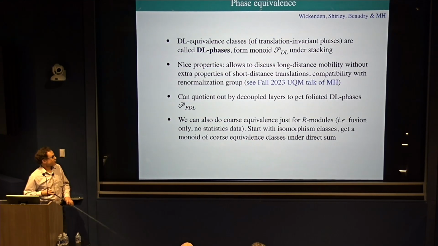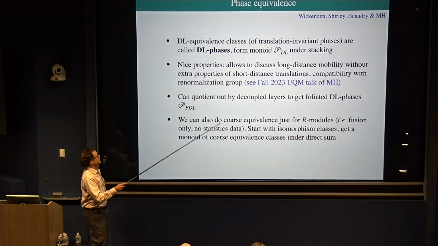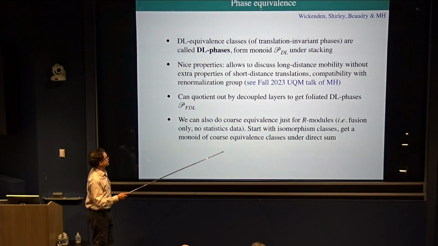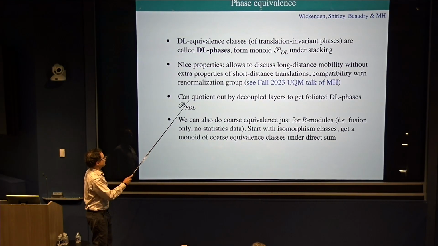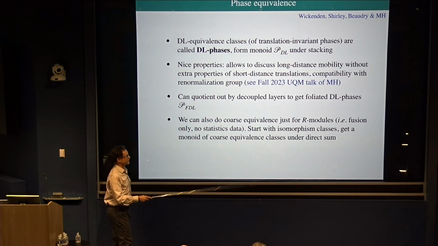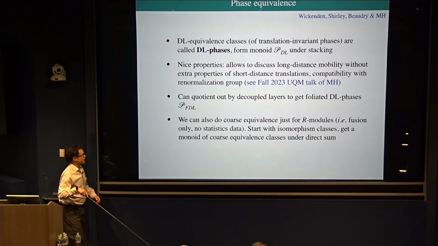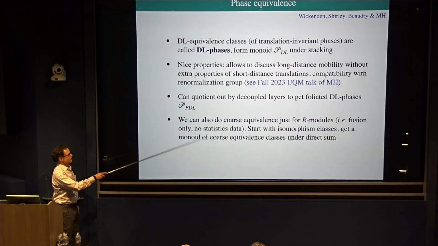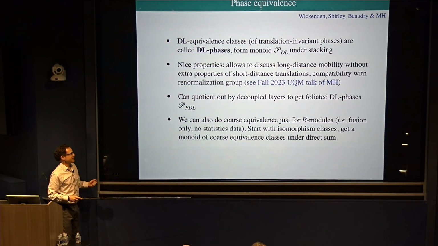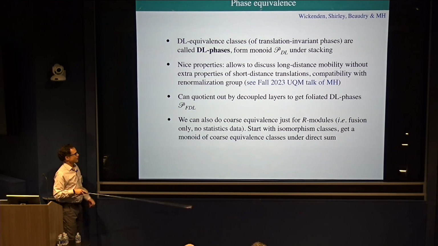All right, so the resulting phases we'll call deformable lattice phases, or DL phases. They have some nice properties that I don't have time to talk about. If you want, you can also quotient out by the sort of boring decoupled layers to get something that you might call foliated DL phases. Okay, and this is something that you can also do just for fusion only, if you forget about the statistics, just for R modules.